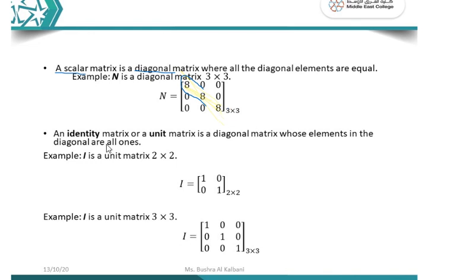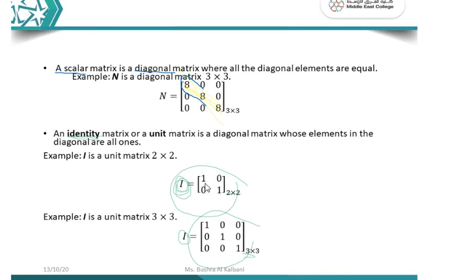Okay, and the last one is the identity matrix. The identity matrix means if you multiply a matrix by the identity, you will get the same matrix. Like for example, the identity of multiplication is 1. If you multiply any number by 1, you will get the same number. Also in matrices, if you multiply any matrix by the identity, you will get the same matrix. And the identity is denoted by I. Here it is 2 by 2, 3 by 3. Maybe you have 4 by 4, and so on.